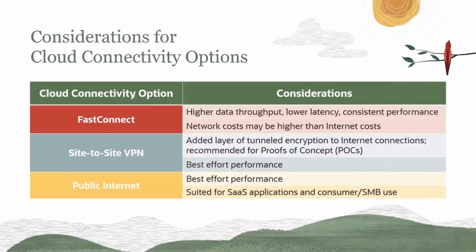So these are some of the considerations for cloud connectivity options. You see that for Fast Connect, as I mentioned, it has higher throughput. It provides low latency as it is a dedicated connection, which means it provides consistent performance. In case of site-to-site VPN, it is recommended for proof of concept. The connection is going to be encrypted, but ultimately the traffic will traverse through the internet. And in case of public internet, it is suitable for SaaS applications because the communication is going to happen using Internet Gateway or NAT Gateway. At the same time, it is going to traverse over internet.